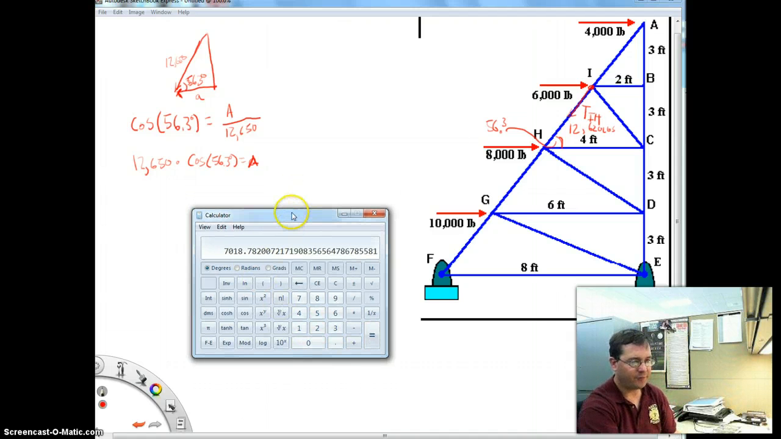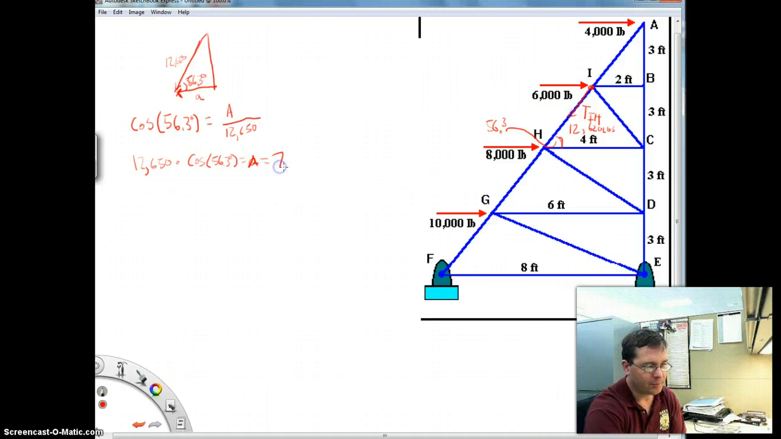And I find that the force is 7,000, call it 7,000 pounds. So what does that mean? Well, it means that the leftward thrust that is created by member HI, you can think about member HI pulling point I to the left with 7,000 pounds thrust.